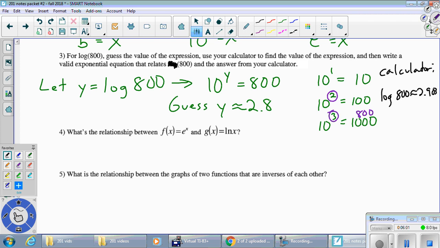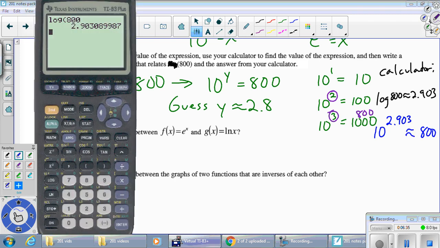And can we relate this 2.903 to the number 800? What does it really mean? Well, that 2.903 is the value of y, right? We guessed 2.8, but really 2.903 is more accurate. And so that means it is the number that when I take 10 and raise it to that number, I should get 800. So that means that 10 to the 2.903 should be 800. Okay, but it's not going to be perfectly 800 because I rounded, right?